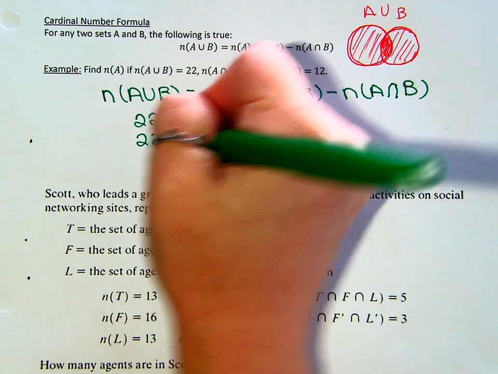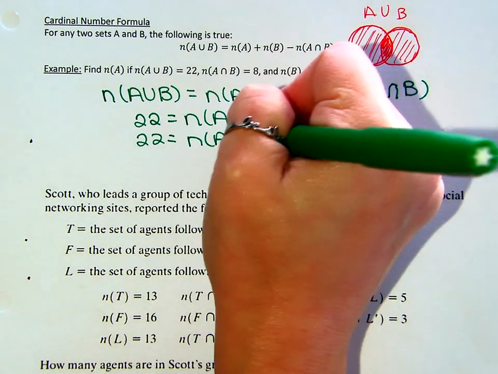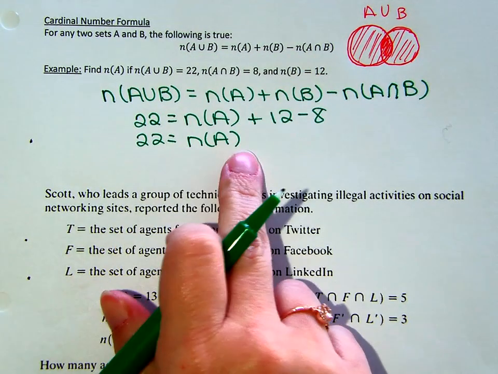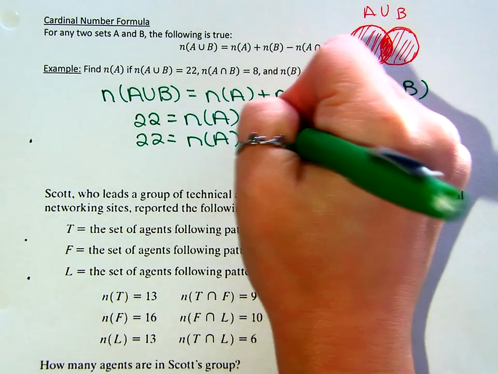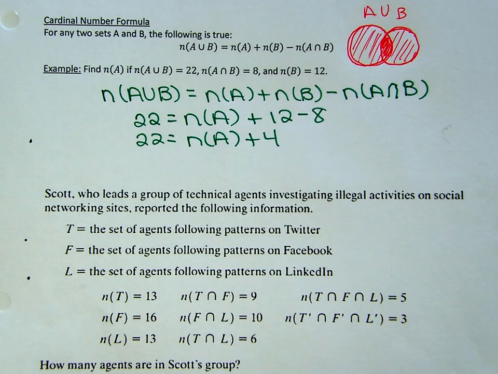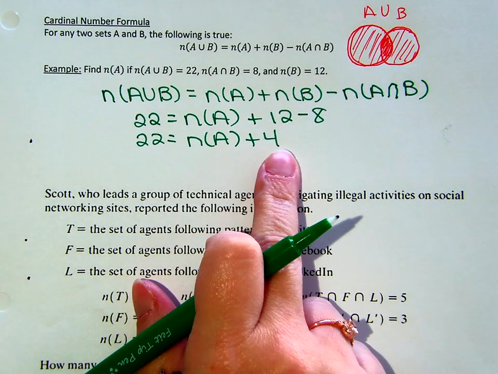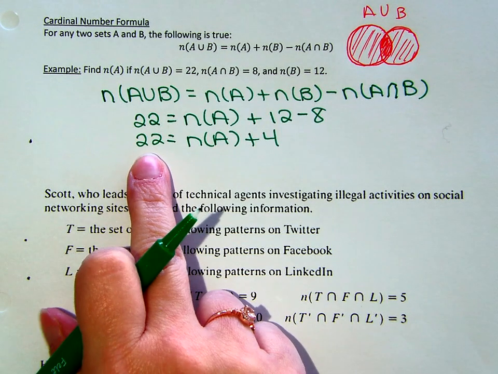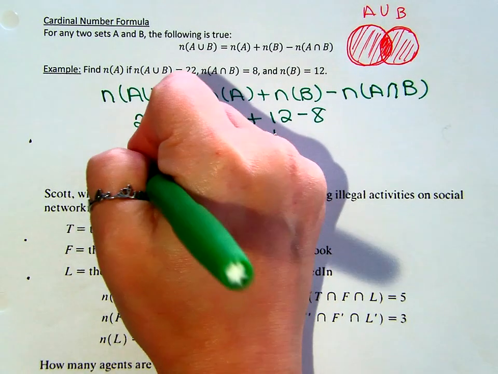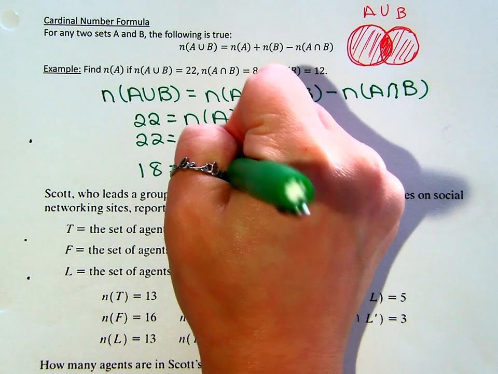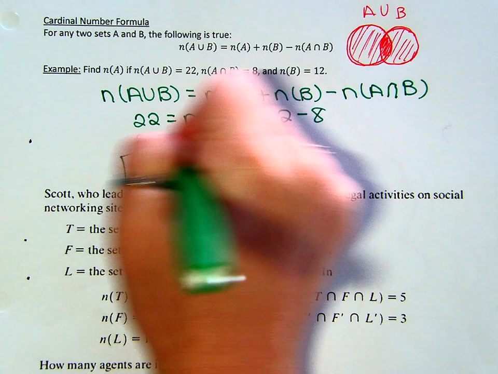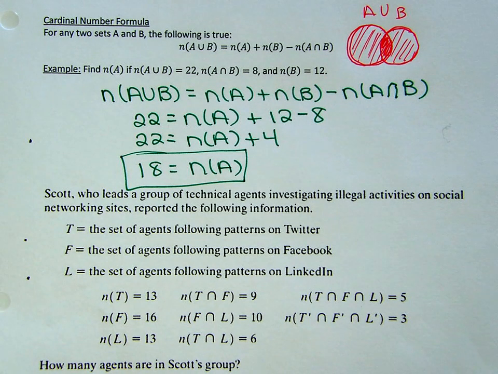If you want to change that to an X or just leave it as an A without the parentheses part, that's totally okay, whatever suits you. To get my cardinality by itself, I would subtract 4 over, which gives me 18. So you will always be given enough information to plug in at least 3 of the values, and then you're just solving for whichever piece is missing.